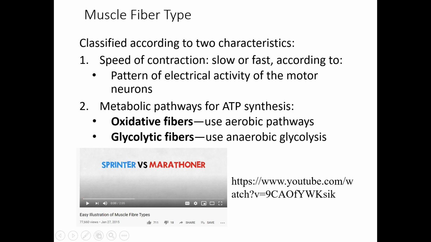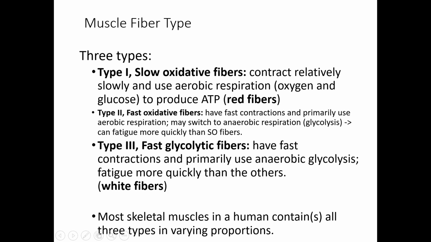So muscles are classified according to two characteristics: speed of contraction. Muscles can contract slow or fast. It depends on what type of signals, electrical activity, they receive through the motor neurons. And it depends on metabolic pathways for ATP synthesis, what exactly those two types of muscles use to produce energy. Oxidative fibers use both glucose and oxygen, that is aerobic pathways, using oxygen. And glycolytic fibers use anaerobic glycolysis. They just use glucose without oxygen. So two types of muscle fibers, muscle cells.